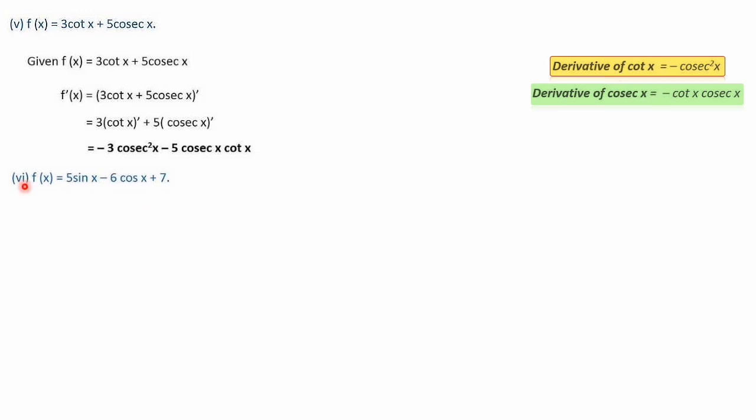Sixth question: f of x is equal to 5 sin x minus 6 cos x plus 7. And seventh question: f of x is equal to 2 tan x minus 7 sec x. These two questions you will try as homework.